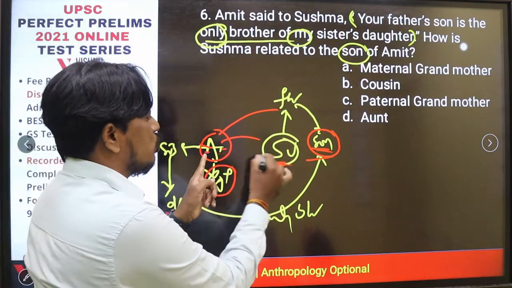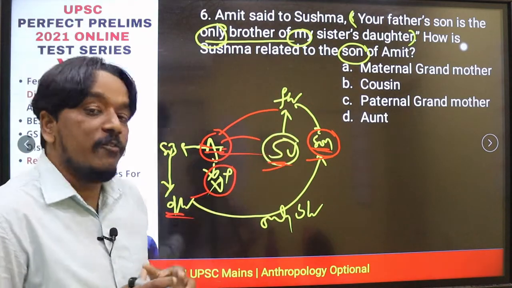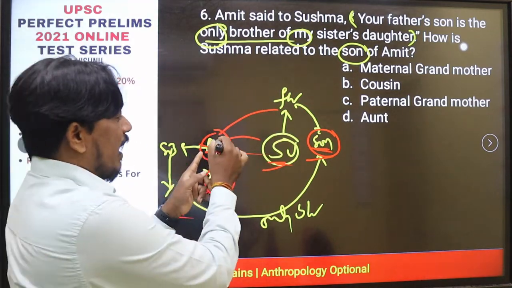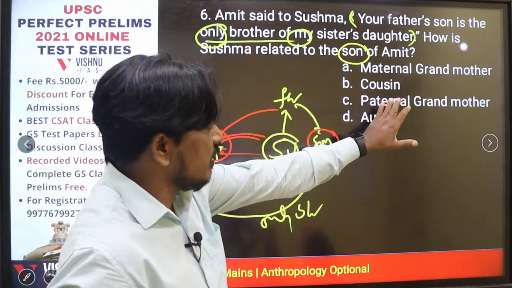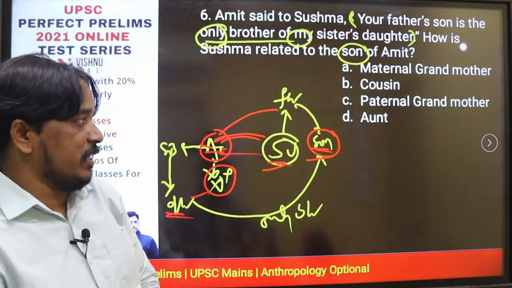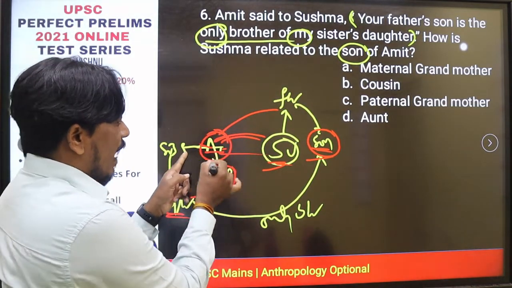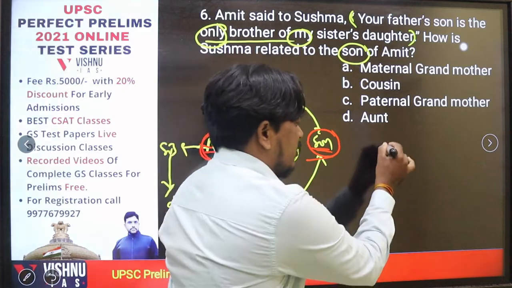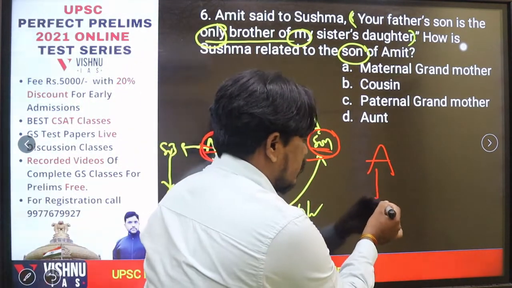But particularly Amit to Sushma, what relation are we getting? Simply, we are getting a nephew or niece relation. So my nephew, my niece, you will get. In this particular situation, what is the perfect answer here? What we can decide is, if you observe my nephew, my niece, if you take Amit's generation here, Amit's son is definitely in the next generation only.